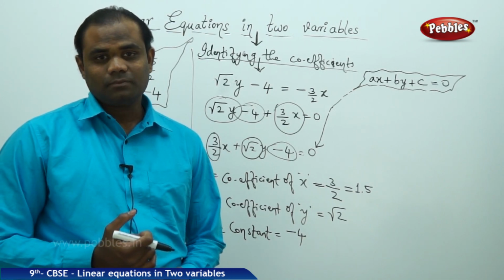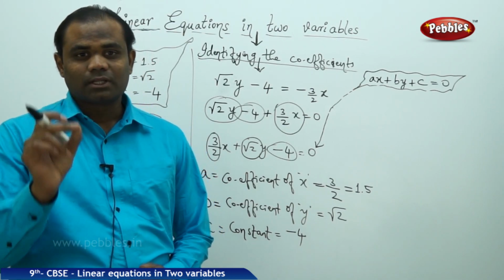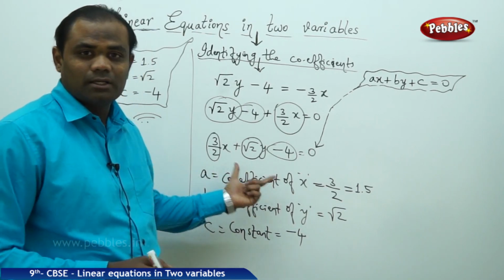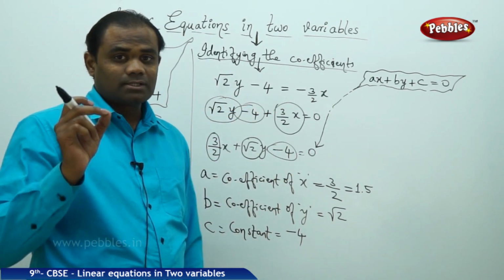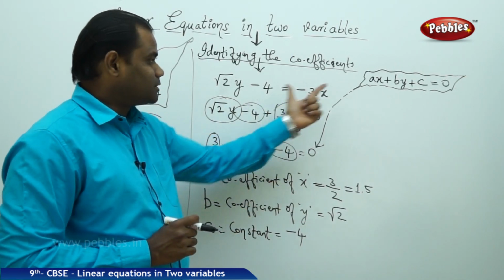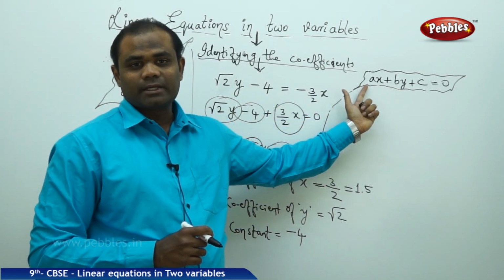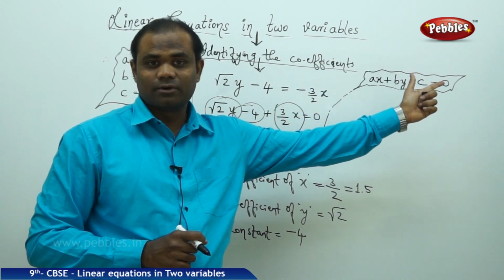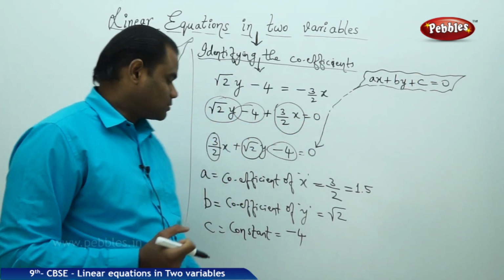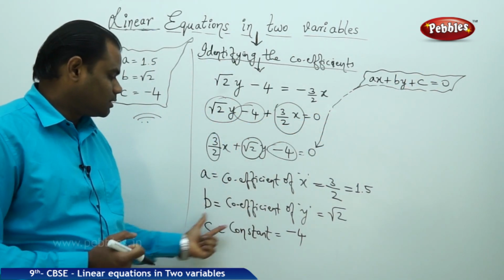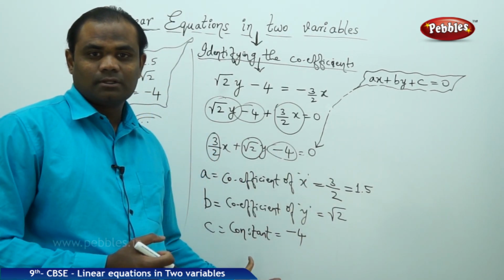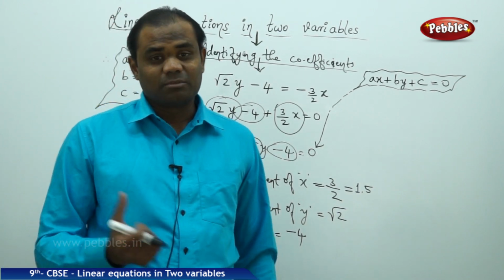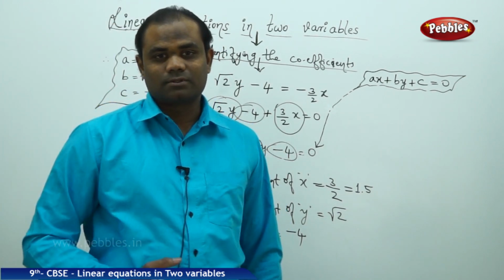But it's very important to note that this formula is not applied directly to the unsimplified form. The rule is to convert the given linear equation into the standard form ax plus by plus c equal to 0, and then pick the values of a, b and c using the formulae as learnt. A, B, C can be found using this process.